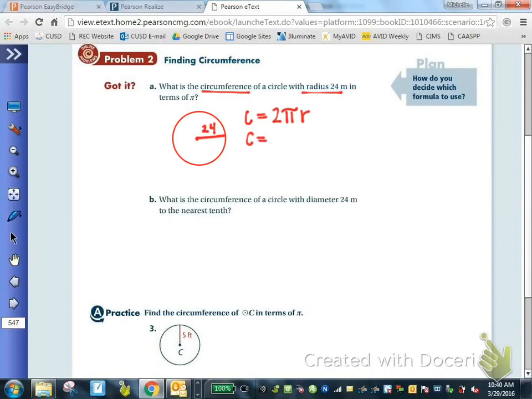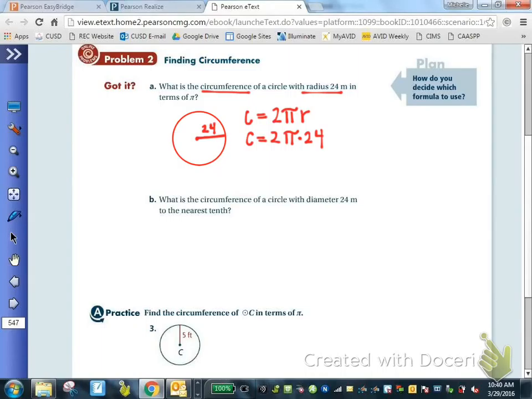So C equals 2 pi. If I have just the letter next to pi, that means what operation? Multiply. So times 24. Okay. It wants your answer in terms of pi. How many of you guys have done in terms of pi before? A couple of you? Okay. What do you notice about 2 pi times 24? I have the pi symbol, and then I have 2 and 24, right?